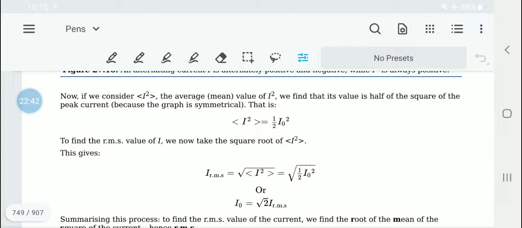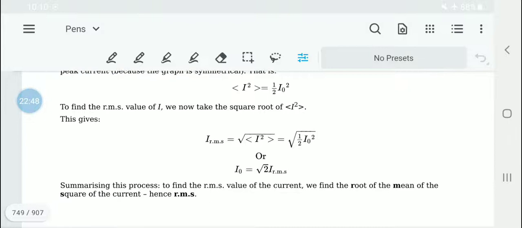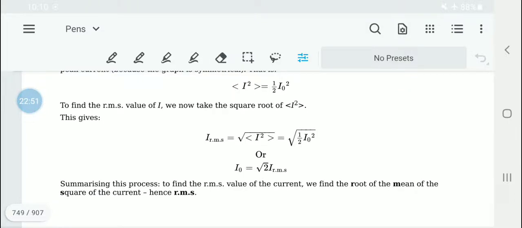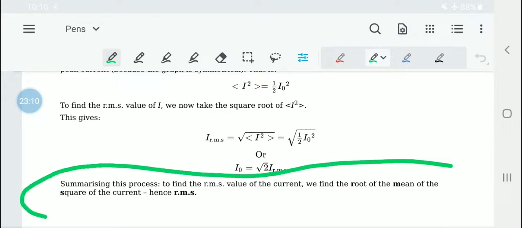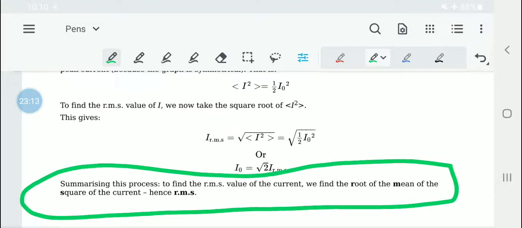To find the RMS, we need to find its square root. Therefore, we find the root of the mean of the square of the current. So that is how we get RMS. I hope that makes sense.